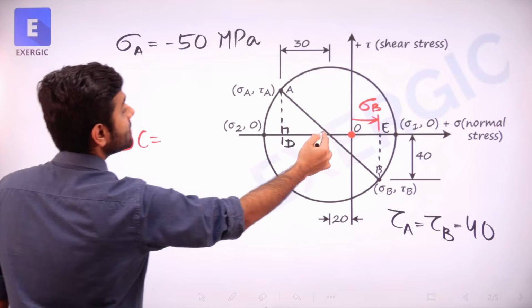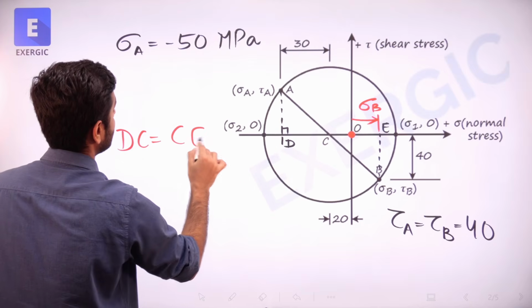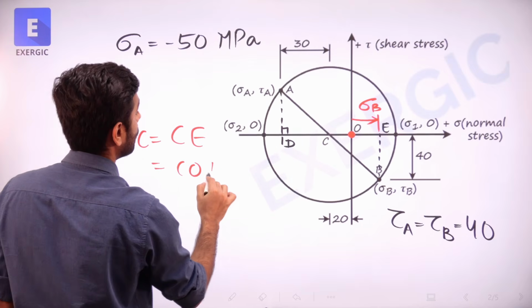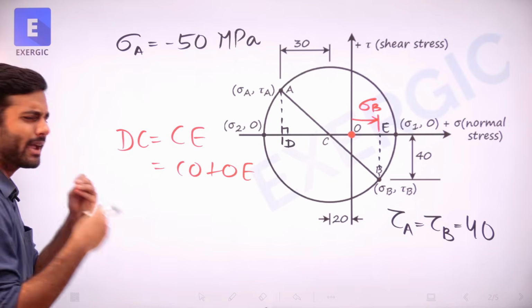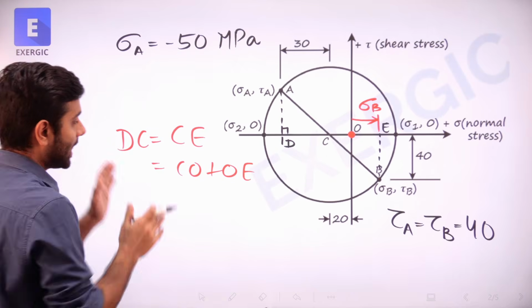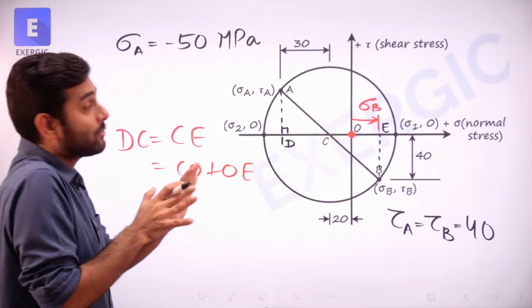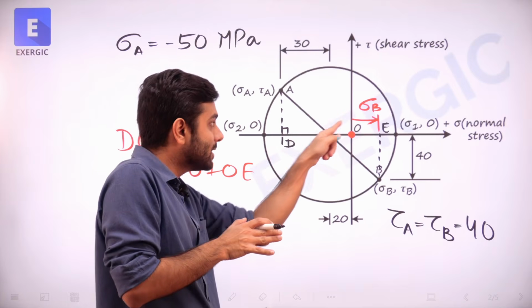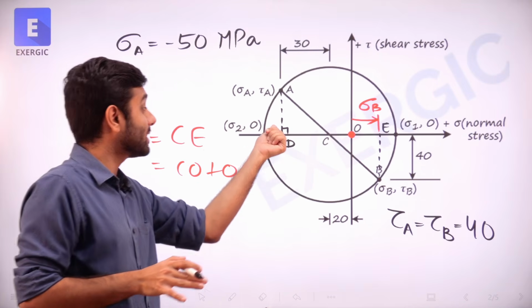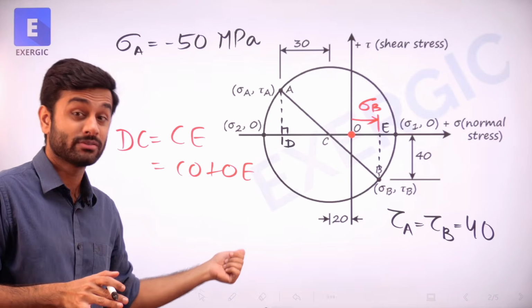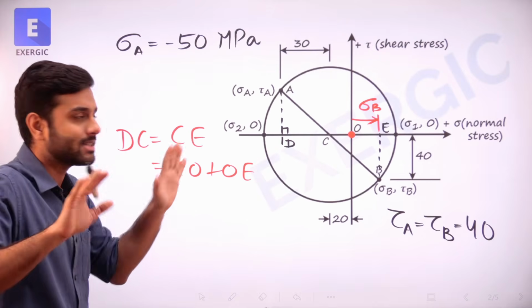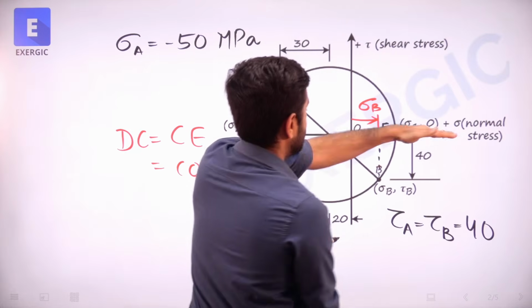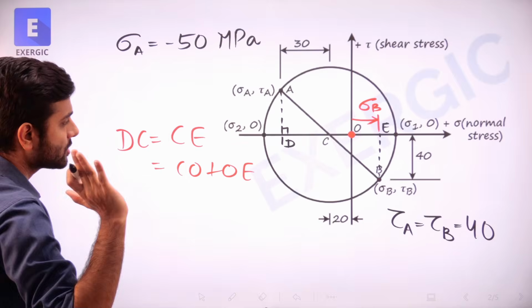DC is equal to CE. And CE is equal to CO plus OE. I am only writing magnitude here. I am just taking it as a length. I am not taking this as a coordinate and measuring it from origin. So don't think that, no sir, minus 30 should come or minus 50 should come. I am taking it just as a length. Remove this axis and this axis. Just take it out and take it as a geometry question.